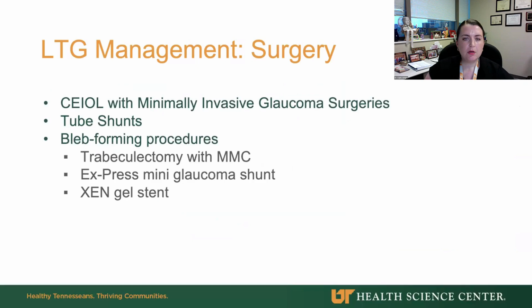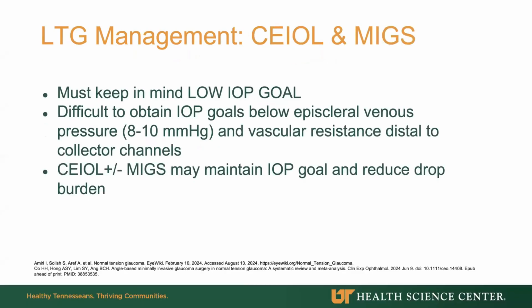And so surgical options for low tension glaucoma can include cataract extraction with intraocular lens implantation and minimally invasive glaucoma surgeries, MIGS, tube shunts, and bleb forming procedures, namely trabeculectomy with mitomycin, Express mini glaucoma shunt, and the Xen gel stent. So looking at cataract extraction with MIGS, you have to keep in mind that every time you're seeing these patients, they need a low pressure goal.